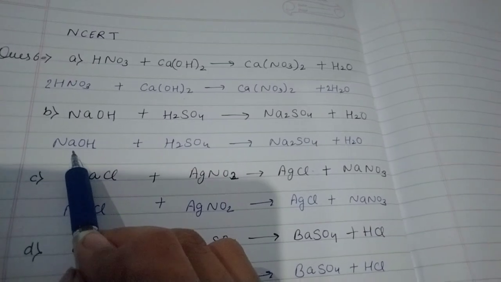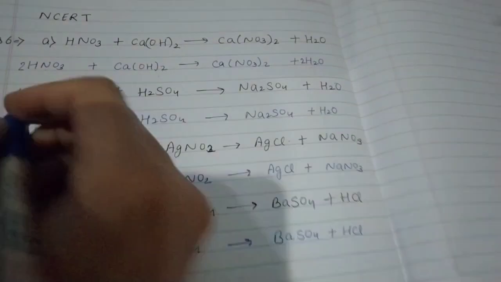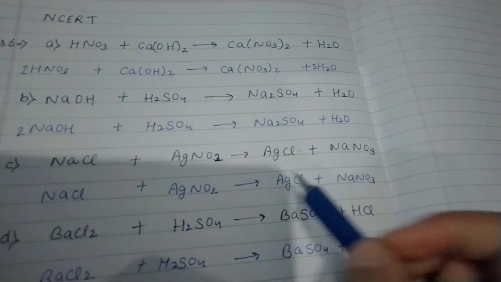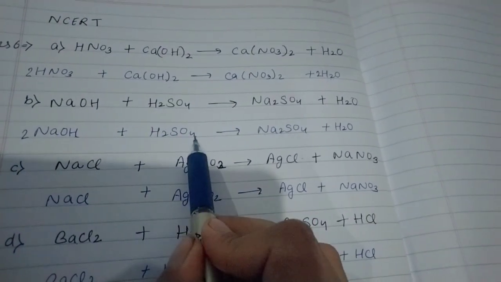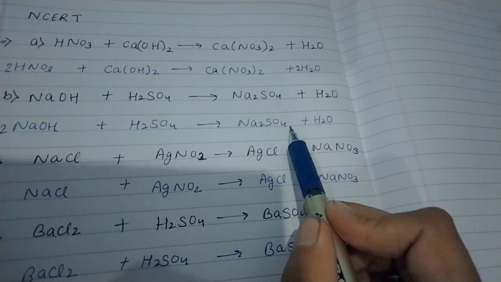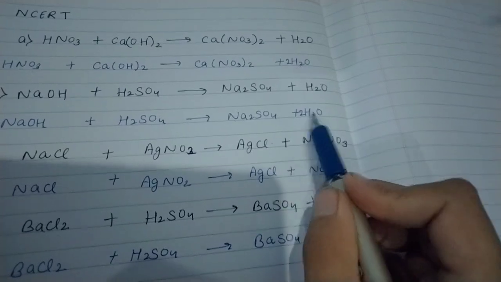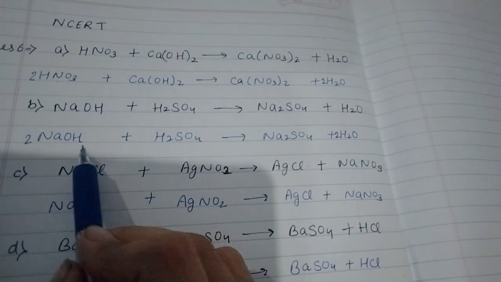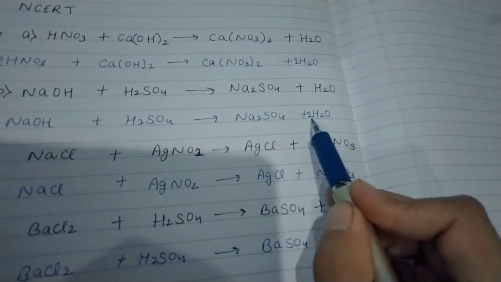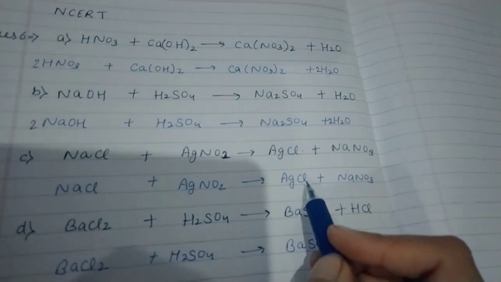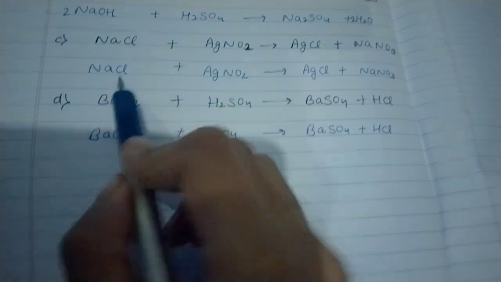There is 1 sodium in the reactant side, but 2 sodium in the product side. So we will add 2 here. Oxygen is 6 in the reactant side, 2 here and 4 here. Then we will add 2 here to make oxygen in the reactant side 6. Hydrogen in the reactant side is 4 and hydrogen in the product side is also 4. Now the equation is balanced. We will take another example.